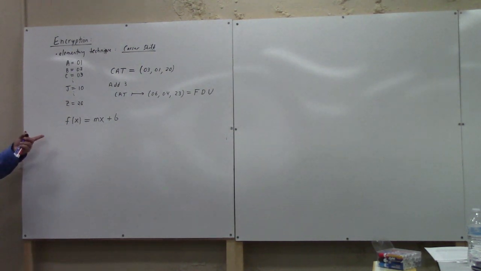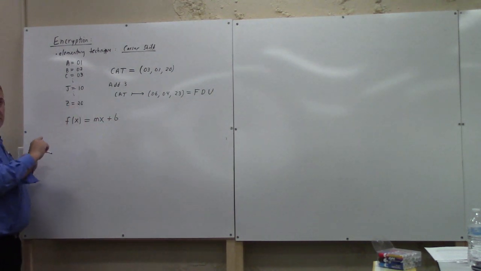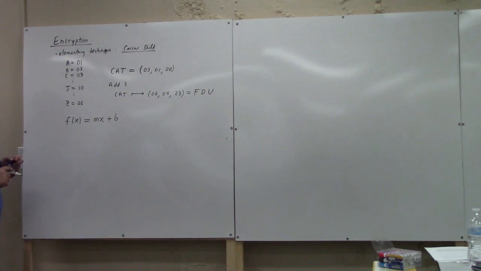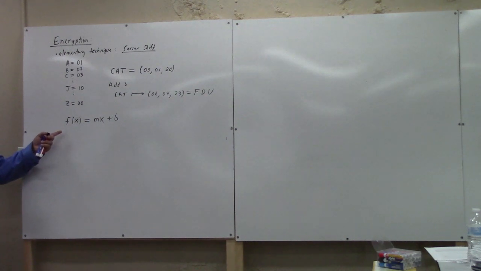All of this is done mod 26, because if you get to 27, you go back to 1, and if you get to 28, you go back to 2. It's a B again. So all of this is done with respect to that idea. To undo this mod 26, you have to find the inverse function, which means finding the multiplicative inverse of M mod 26, whatever that is in your homework problem.